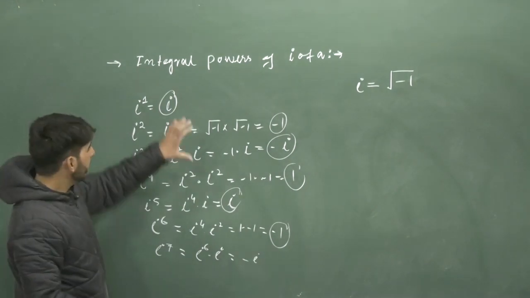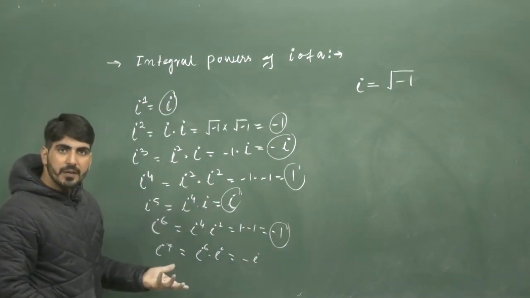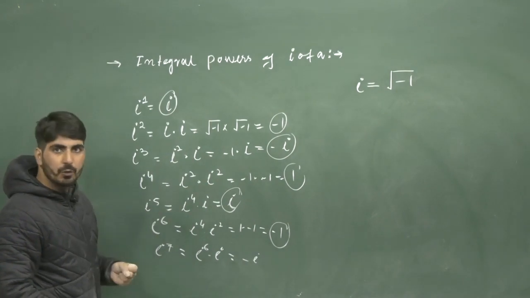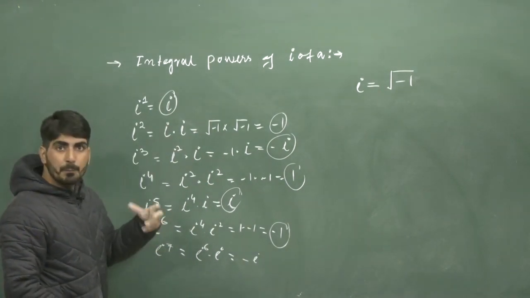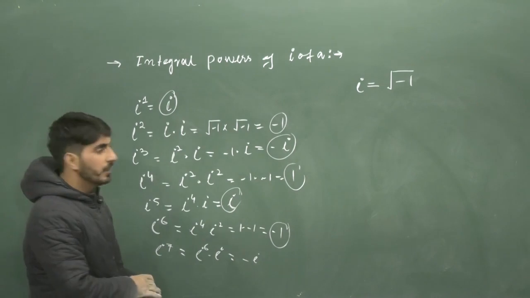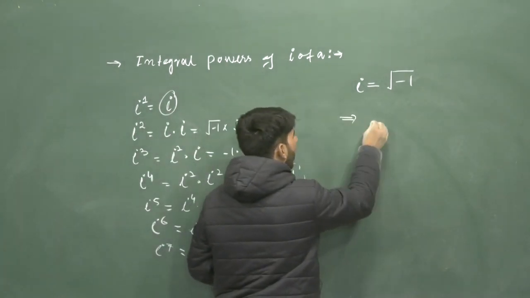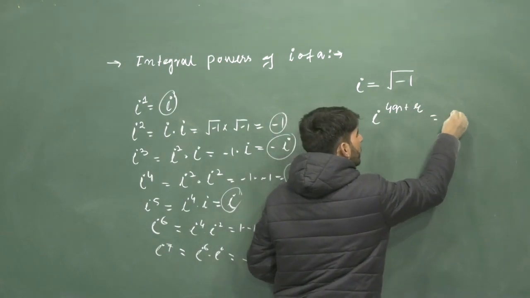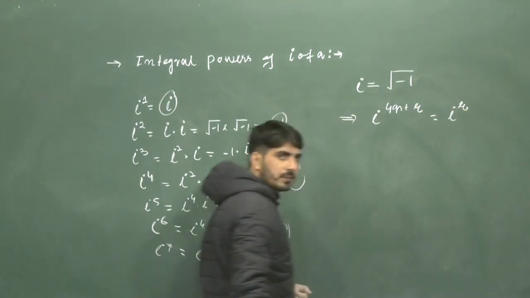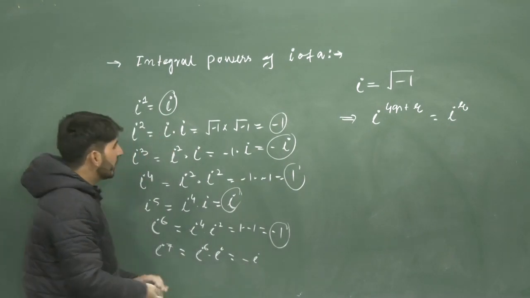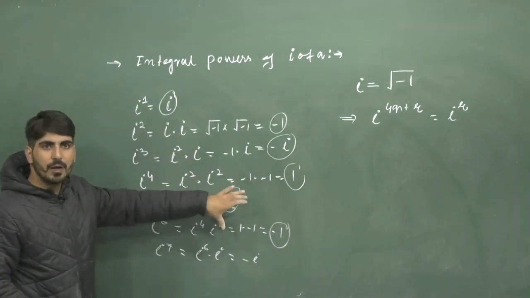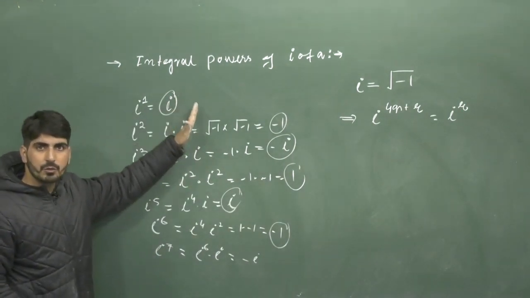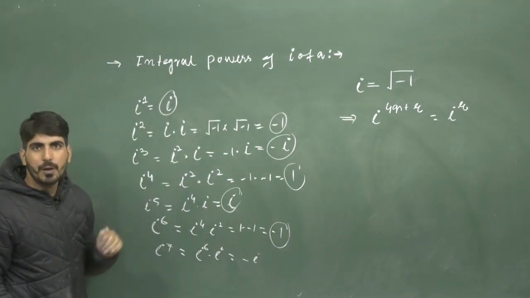So, after an interval of 4, we get the same values of the powers of iota. Thus, we can say the period of iota is 4. In general, iota raised to power 4q plus r is equal to iota raised to power r. That is, you have to remember only the 4 values of iota: iota power 1, iota power 2, iota power 3 and iota power 4.